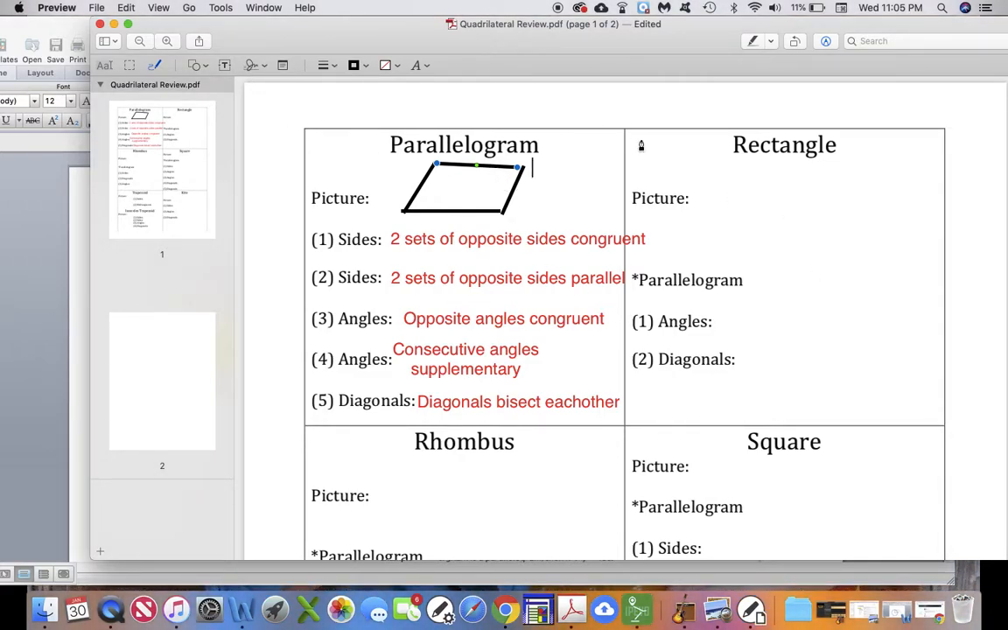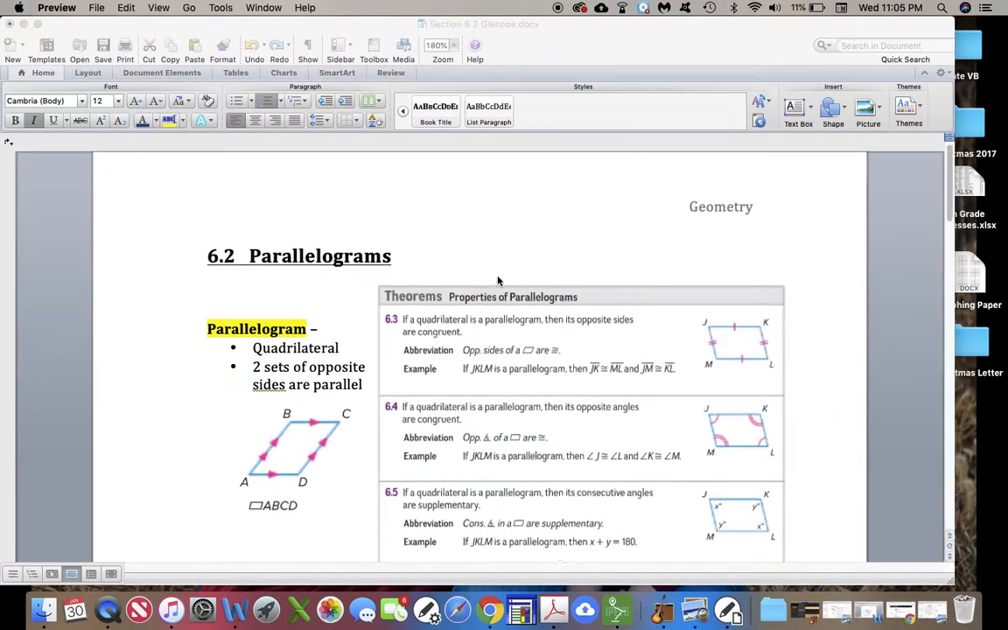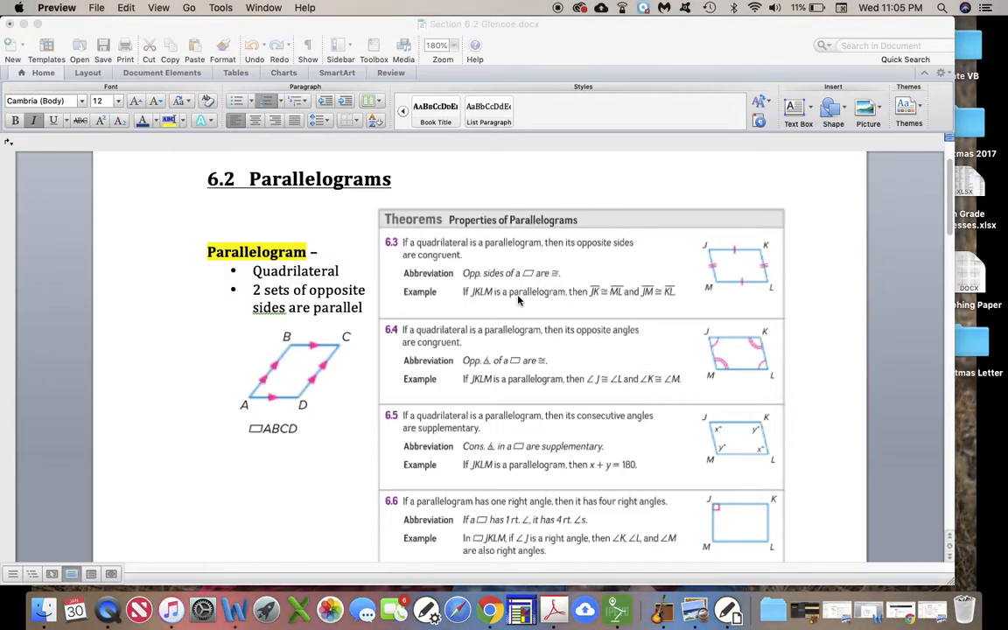This is kind of like your log of all of the chapter 6 stuff. So notes, I'm going to go through this really fast. All of the stuff that I just gave you is basically what these things are. So if a quadrilateral is a parallelogram, then the opposite sides are congruent. Same thing with this one. If a quadrilateral is a parallelogram, then the opposite angles are congruent. So these two match up and those two match up.